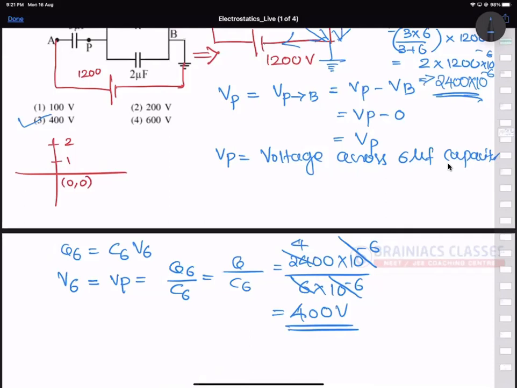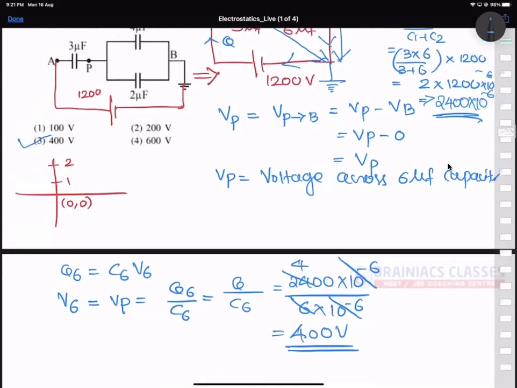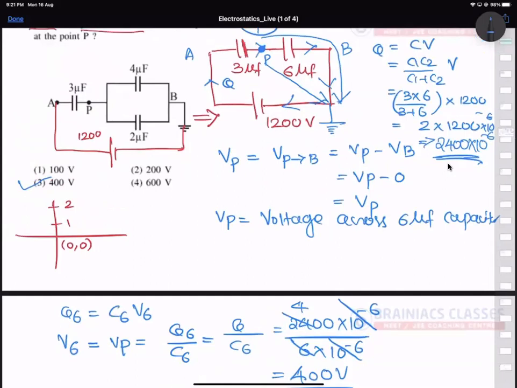Because the same charge that goes through Q6 also goes through Q3, the 3 microfarad capacitor. The same charge is flowing through the 3 microfarad capacitor also. But the capacitance values are different, hence 400 volt is the voltage across the point P. Okay, 400 volt across the point P.